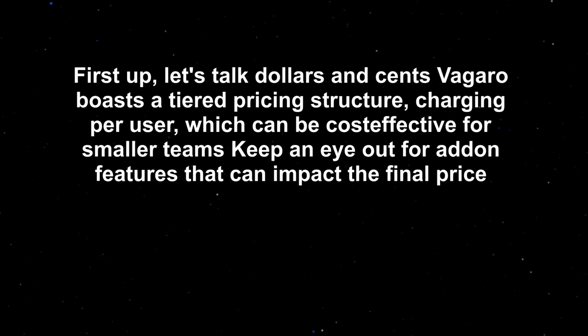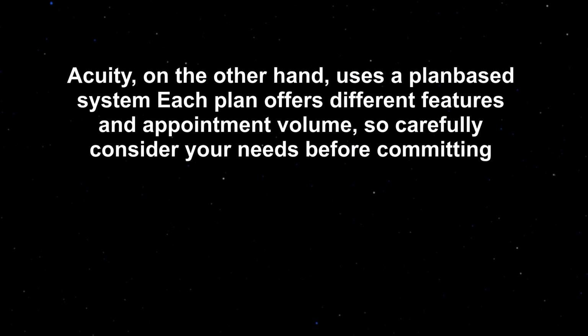Vagaro boasts a tiered pricing structure, charging per user, which can be cost-effective for smaller teams. Keep an eye out for add-on features that can impact the final price. Acuity, on the other hand, uses a plan-based system. Each plan offers different features and appointment volume, so carefully consider your needs before committing.